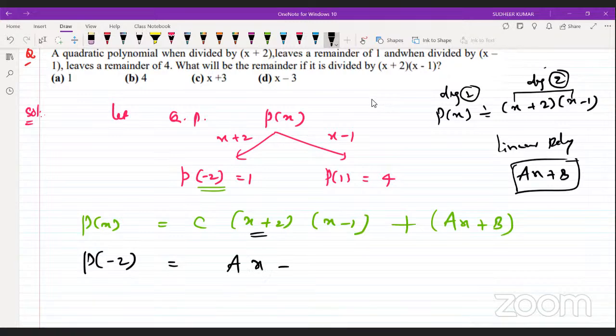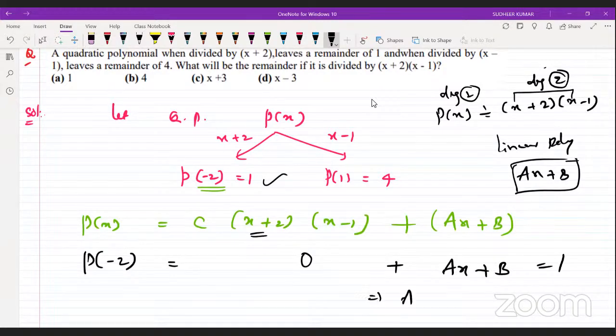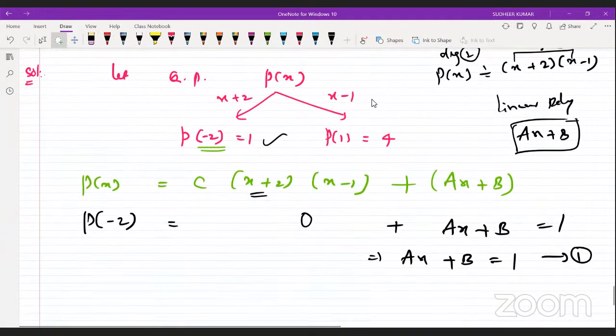This one is 0, we need not write it, or if you want, you can write it. But p of minus 2, as we know from the given condition, is 1. So we can write this result: ax plus b equal to 1. This is taken as the first equation. Then go to the next equation.